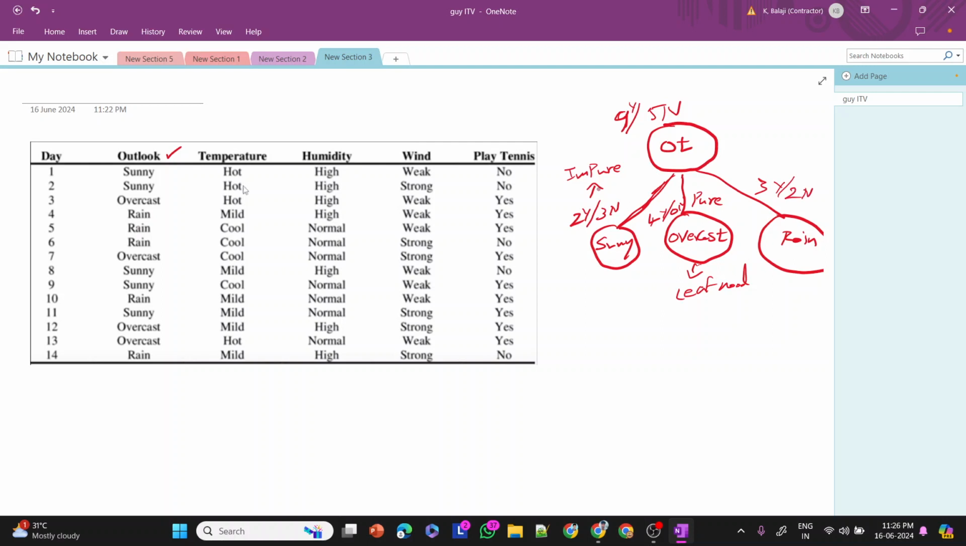So to check whether the node is impure or in a pure form, we can use entropy or we can use Gini index. By using either of these methods, we can compute whether the node is pure or impure.